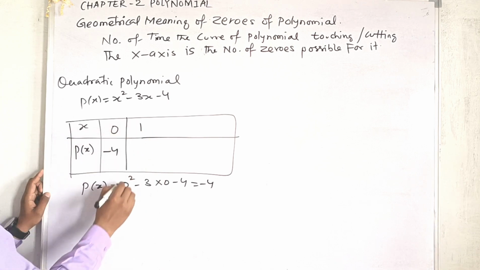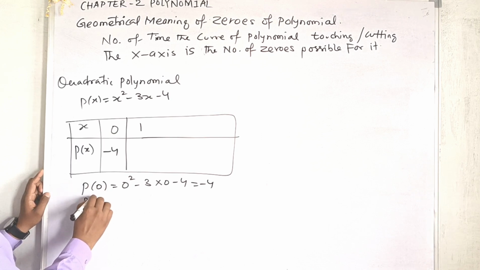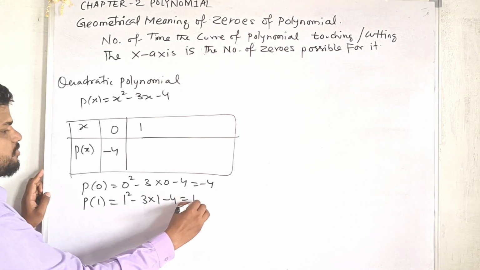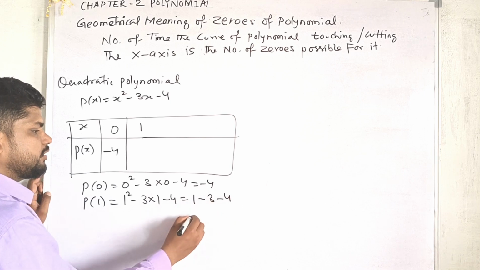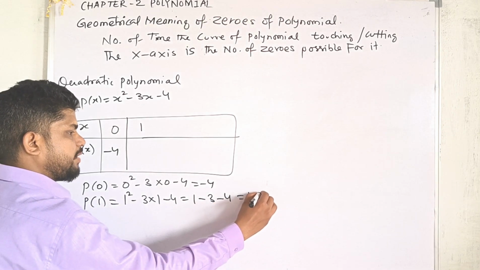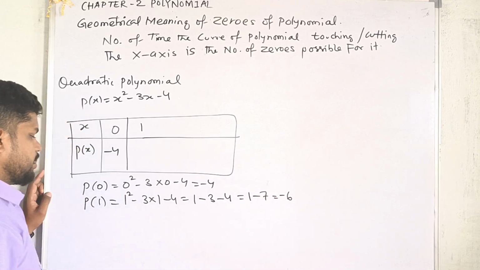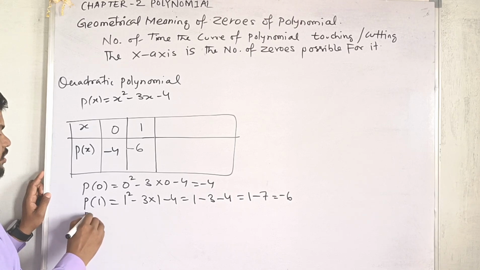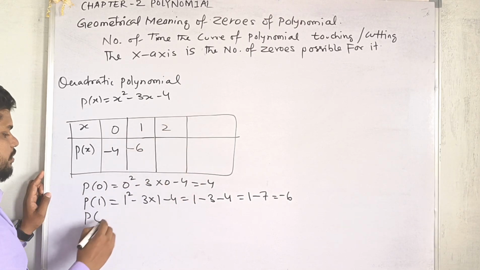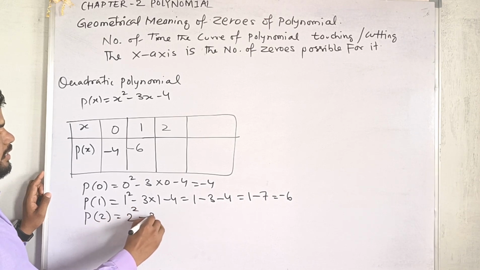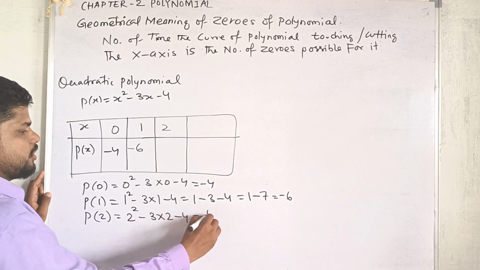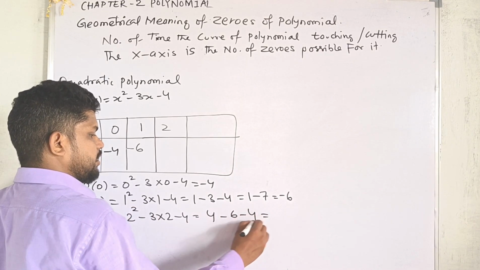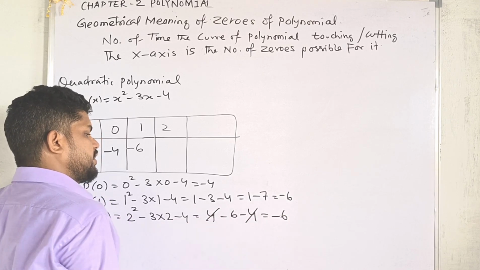Put x equals 1. If you put x equals 1, we get 1 square minus 3 into 1 minus 4, that is 1 minus 3 minus 4, which is 1 minus 7, which is minus 6. So p of 1 is minus 6. Okay, now put the value of x equals 2 here. You will get p of 2 equals 2 square minus 3 into 2 minus 4, which is 4 minus 6 minus 4. Here 4 will get cancelled out, only minus 6 will remain.